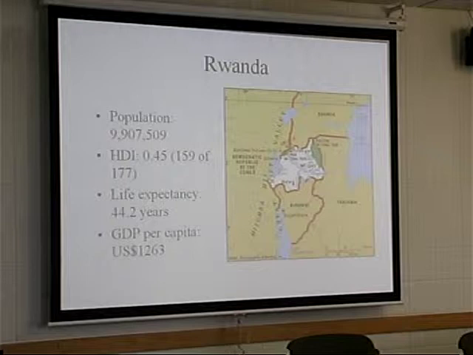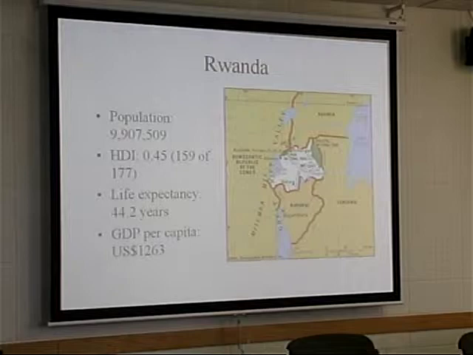For the Human Development Index, it's 0.45, 159 out of 177 countries that are ranked on the list. For those who live there, the average life expectancy is 44.2 years, and the GDP per capita is 1,263, which is actually an improvement. But let me just offer a clarification here. This is actually in purchasing power parity. So if you actually used the standard exchange rate, it would be much lower than 1,263. Still a lot higher than some countries, though, even at PPP. And can you explain the HDI again?